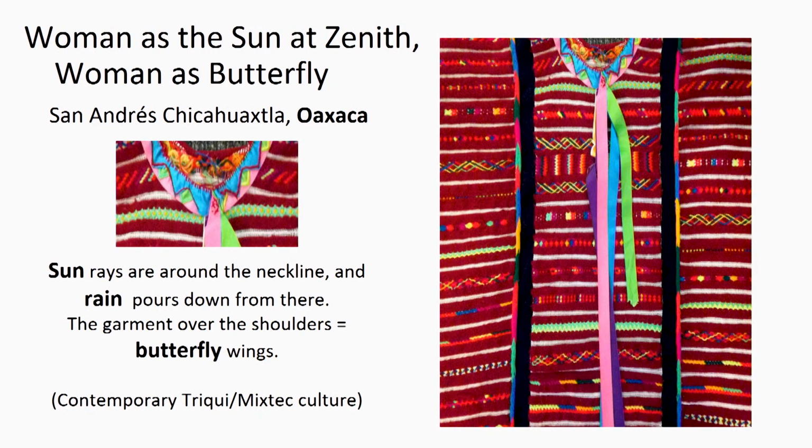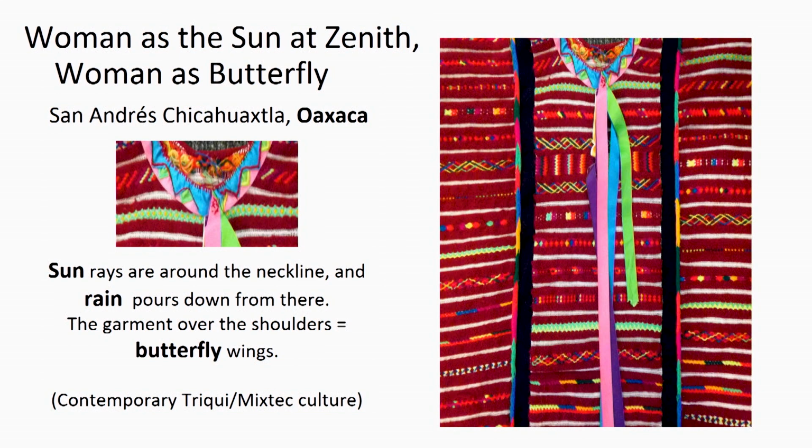And I found this also in Oaxaca. A woman friend gave me one of her old huipiles. And this is, again, a woman in the marketplace trying to explain this garment to me. She said, when we put it on, our head is the sun at zenith, and the little marks around the neck there are the rays of the sun, and the streaming ribbons are rain coming down. And she said, when we hold out our arms with this garment on, our arms are butterfly wings.